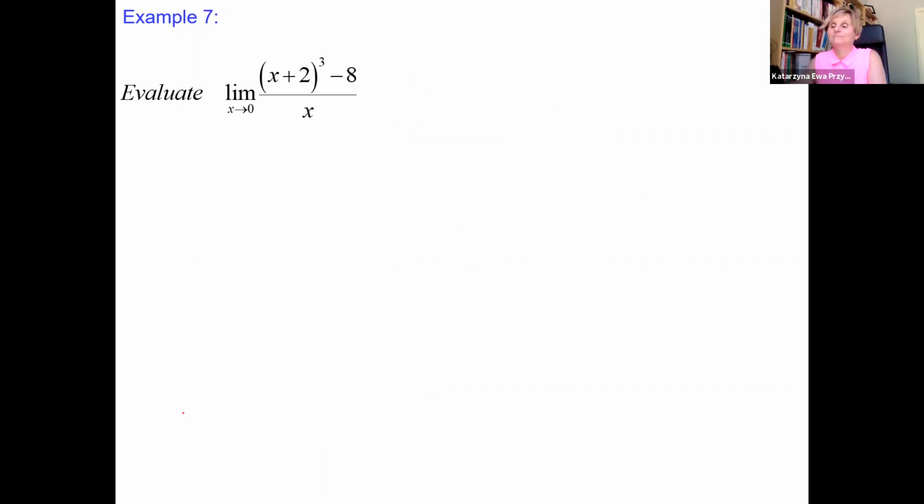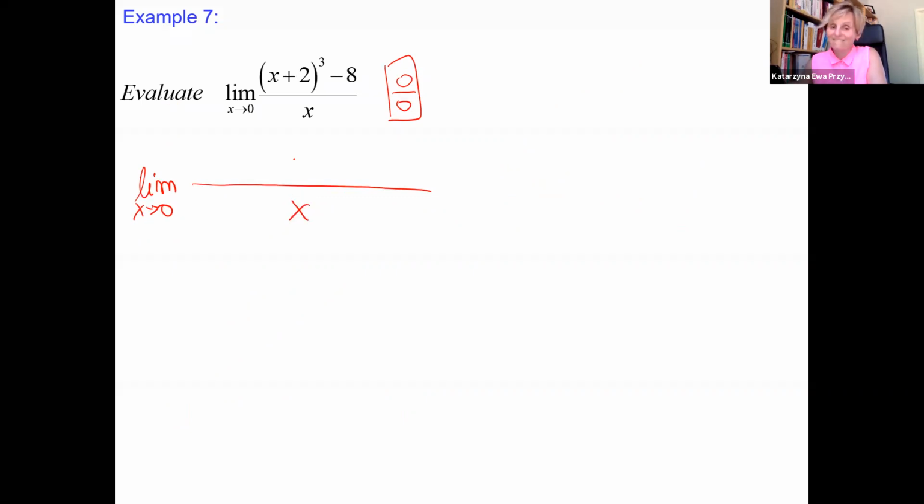Example number 7. Again, the function is not defined at 0, and when we substitute 0 into this function, we have 0 over 0. Let's try to find this common 0, common x. Okay, x, we will factor out (x plus 2) cubed. Okay, I can write (a plus b) cubed. This is just a binomial. We can easily expand, or you can check the formula on that reference slide.